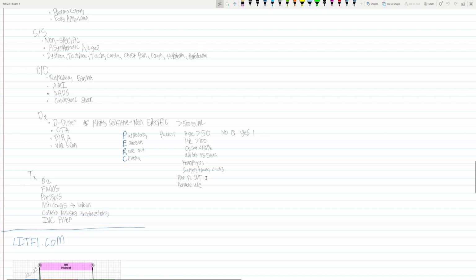Have they had a PE or DVT before? And do they use hormones such as estrogen or birth control? Basically, you go down. It's a no-yes question. No earns you 0 points, and yes earns you 1 point. Based off of this grading scale here, they can rule out, not rule in, but rule out a DVT.